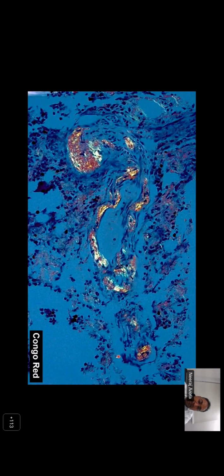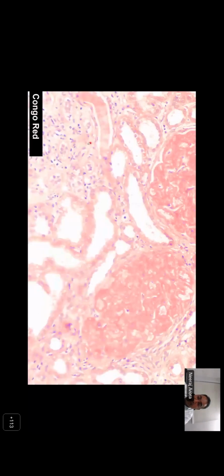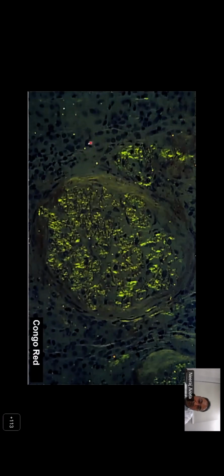And there is a green birefringence which is seen, and this helps confirm the findings of amyloid. There are different types of amyloid, and Congo red highlights almost all the different types of amyloid that we see. Next slide. This is another slide showing the same amorphous material, and next slide. So the Congo red shows apple-green birefringence, showing that this is very typically amyloid.